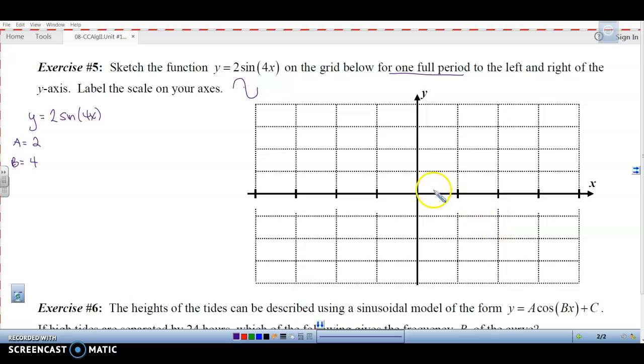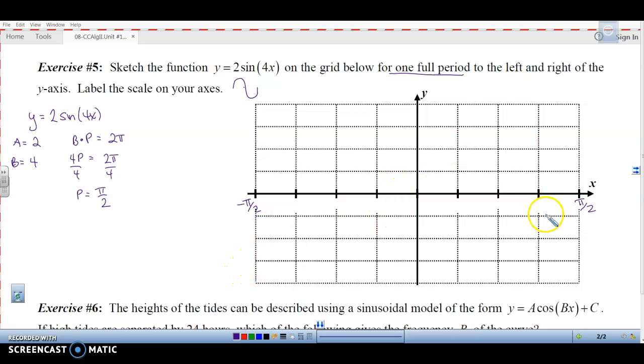Now what we're going to do is one complete revolution, so we need to figure out how long it would take to get one complete revolution. Remember we have a formula, B times P is equal to 2 pi. So if I have 4 in 2 pi, and I divide by 4, that means P is going to be pi over 2, or 1/2 pi. So if I want to do one full cycle of sine, it's going to happen within pi over 2. So pi over 2 is going to be here, and negative pi over 2 will be down here.